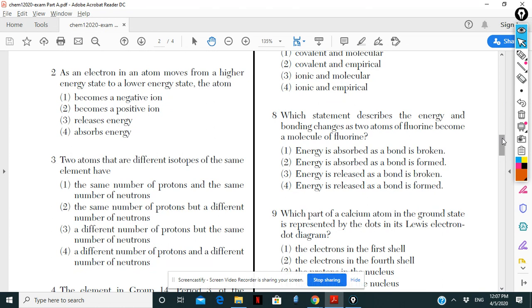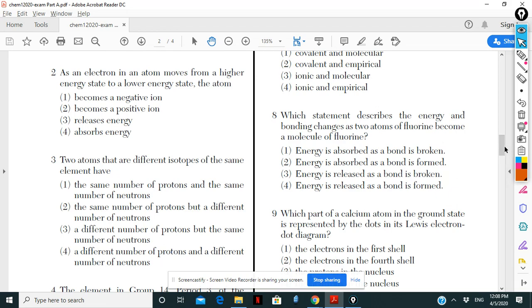Now, number 2, as an electron in an atom moves from a higher energy state to a lower energy state, what's going to happen? Since the higher energy level has more energy and you're going to the lower level, you're going to lose some energy. This energy is going to be released. So the answer is number 3, release energy, because releasing or gaining energy will not affect its becoming a positive or negative ion, since it's still the same atom.